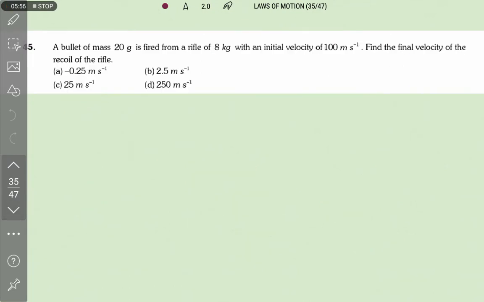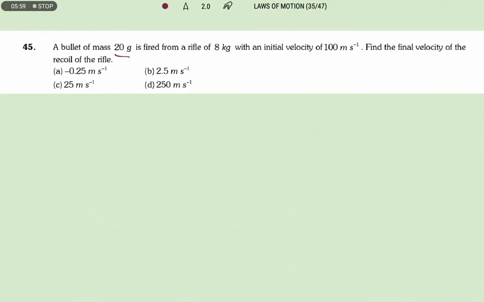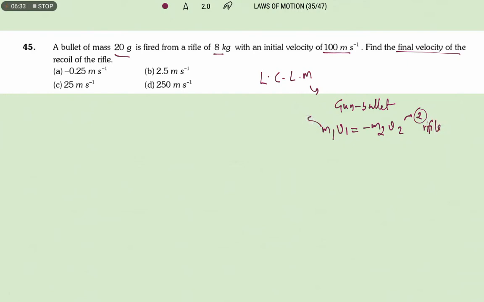Right, next one. A bullet of mass 20 gram is fired from a rifle of 8 kg with a velocity 100 meter per second. Find the final velocity of recoil of the rifle. So same concept related to the law of conservation of linear momentum and the gun bullet system. So in case of a gun and bullet system, we know that M1 V1 equals minus M2 V2. So here I am taking two terms for rifle and one term for bullet.